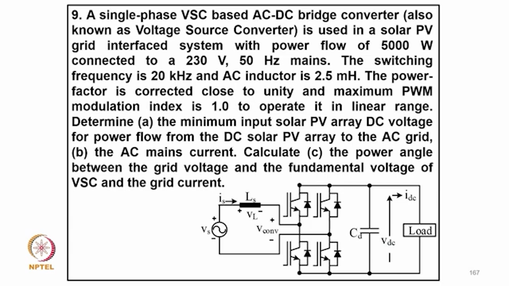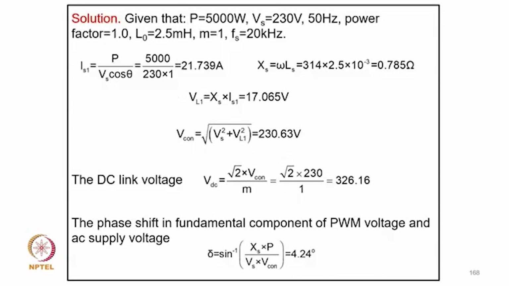Typically you can see the converter. Of course, in place of a load we have a solar panel. So IS1 equals P upon Vs into cos theta, which comes to 5000 divided by 230 into 1, so 21.739. XS equals omega Ls, which comes to 0.78.